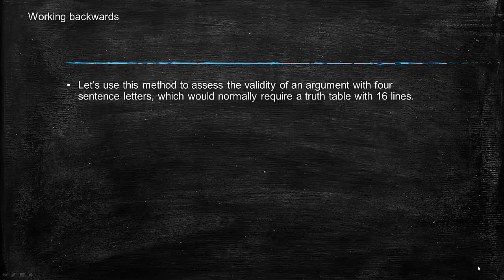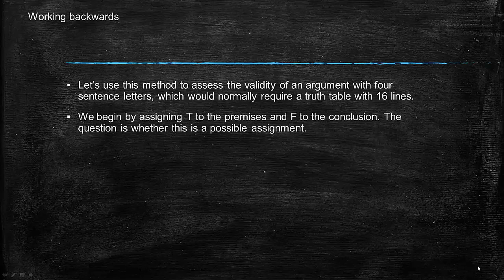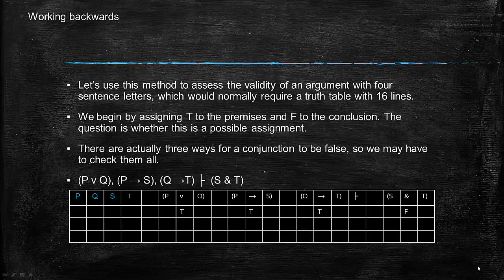So we'll go ahead and use this method on an argument that has 4 sentence letters in it. If we were going to do an entire truth table for this, it would require 16 lines. So this should end up saving us quite a bit of work. So here's the argument: P or Q, if P then S, if Q then T, therefore S and T.